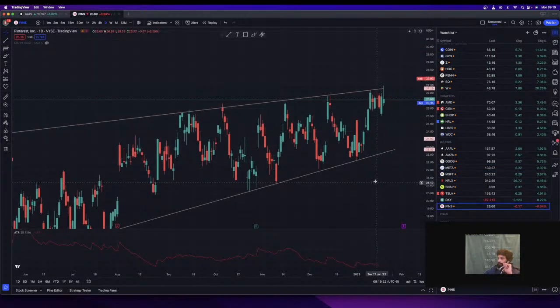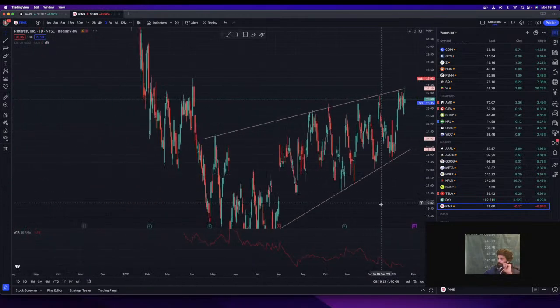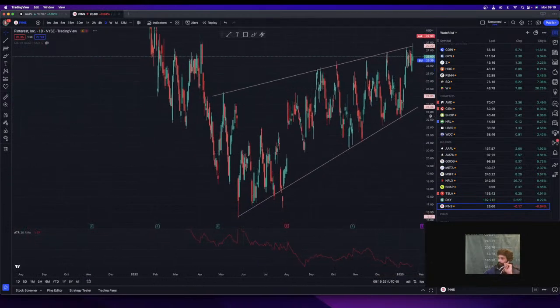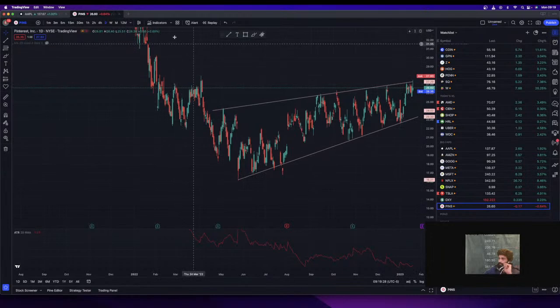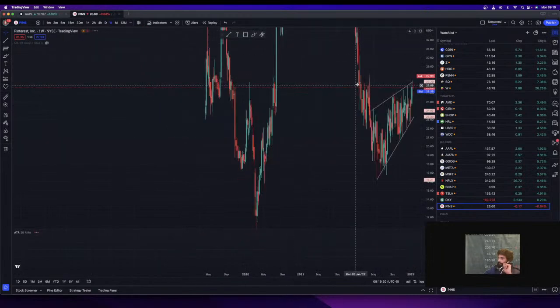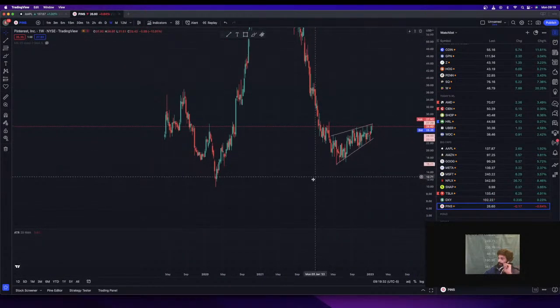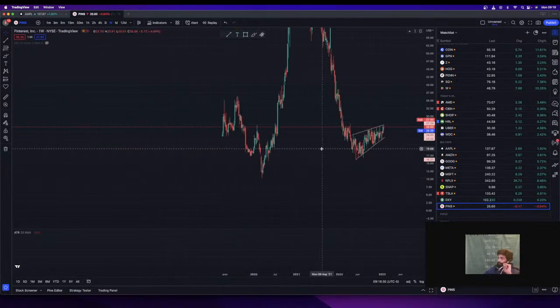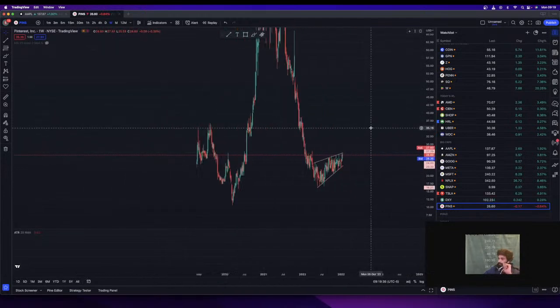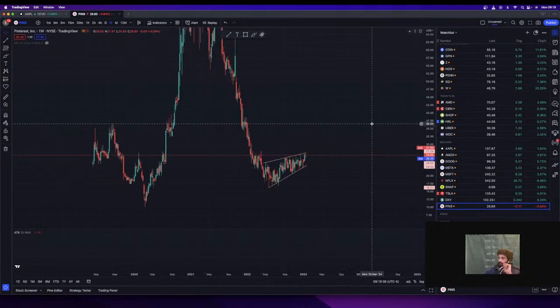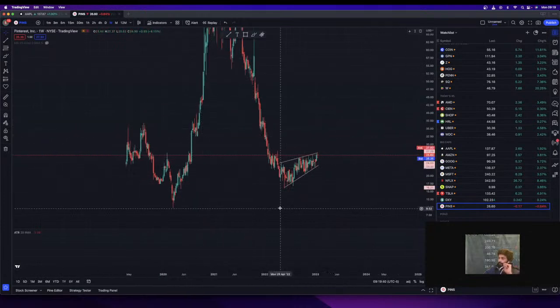Pinterest, still in that channel, nothing changed. Still in that back and forth uptrending channel in a bearish flag-ish type of pattern. There you go in the weekly, you can see it clearly. It's a bear flag until proven otherwise. So they're just consolidating in a rising wedge sort of thing. So let's see how it goes.